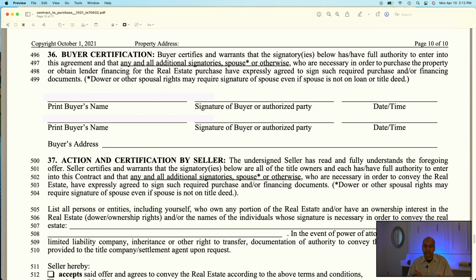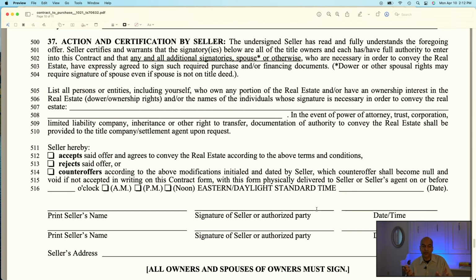Buyer certification, this is where the buyer is signing off saying, yes, this is our offer, and we understood and read all the terms in the contract here. Action certification by the seller. Under this paragraph, the seller can choose to accept the offer as is. They can reject the offer, which in a lot of cases, sellers don't even reject the offer. They'll either communicate that via email, via their agent, or they can ignore the offer, wait until it expires. That's considered a rejection. Or if they want, they can counteroffer.